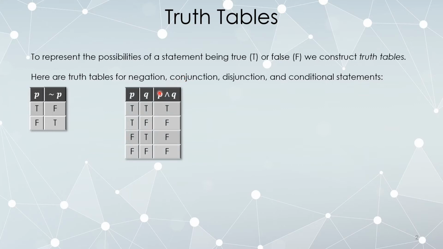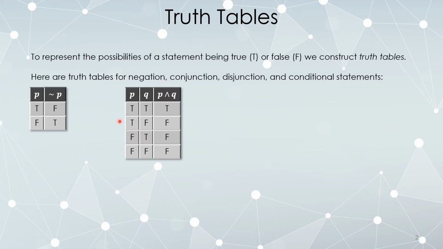Let's move on to take a look at conjunction, P and Q. We understand conjunction to mean P is true and also Q is true. Well, there are two underlying statements, either of which could be true or false, so overall I need 4 rows to account for the various possible combinations. Maybe they're both true, maybe P is true and Q is false, maybe P is false and Q is true, or maybe they're both false.